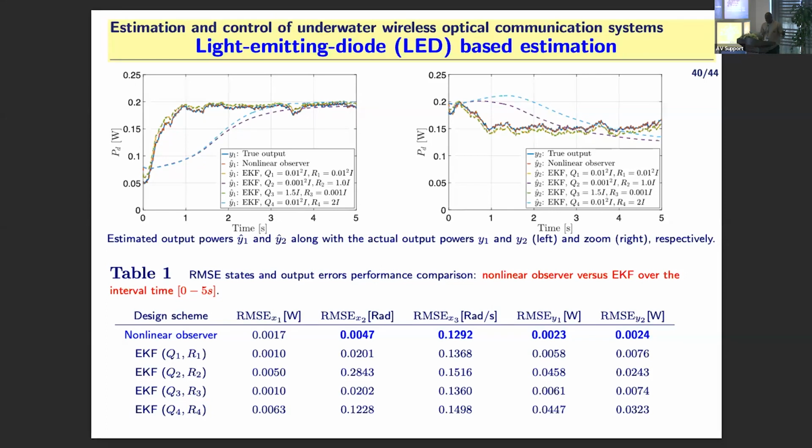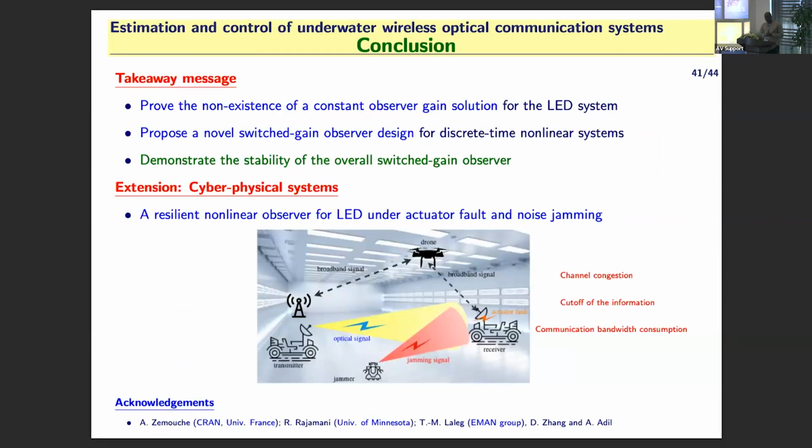So the takeaway message from this estimation part is we prove the non-existence of a constant gain observer gain for this specific problem of this LED. We propose a novel switching gain observer design, and we demonstrate the stability of the overall switching gain observer. We also extend this work to a cyber-physical system where we have some attack, like a jamming signal that interrupts the signal.